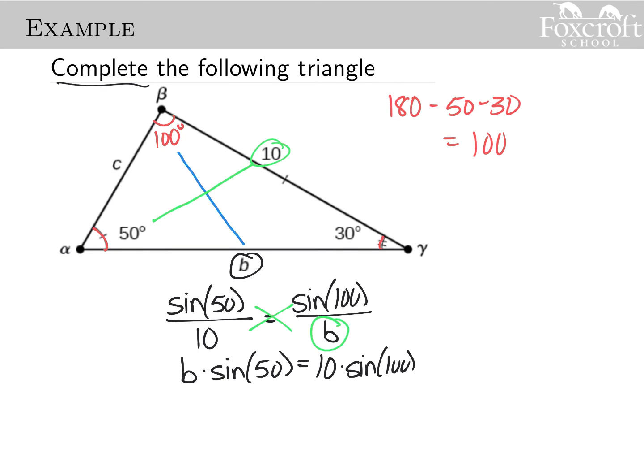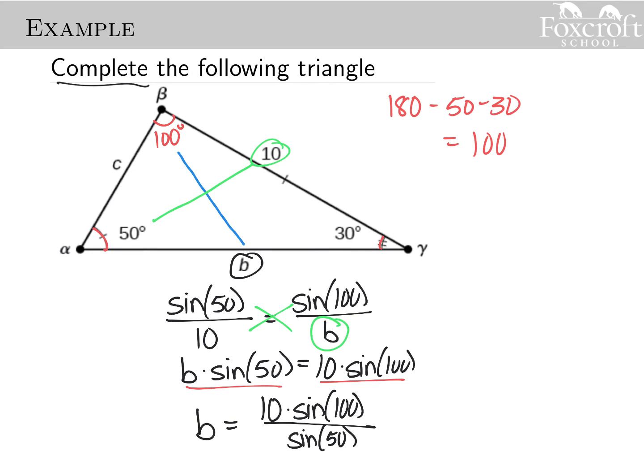Keeping in mind that I want to get the B by itself, so now I'm going to divide both sides. I'm going to run out of room, so I'm not going to write it, but I'm dividing both sides by sine of 50. I'm going to get B equals 10 times sine of 100 divided by sine of 50. All right, these are kind of two distinct functions, so you can't divide the 100 by 50. You have to leave them in the sines. All right, but now I'm just going to use my calculator. All right, 10 sine of 100.